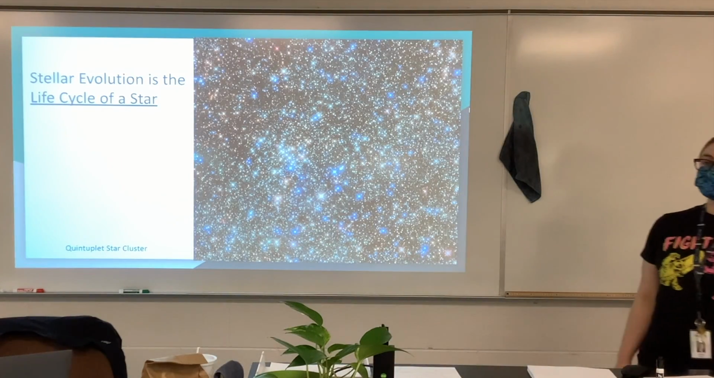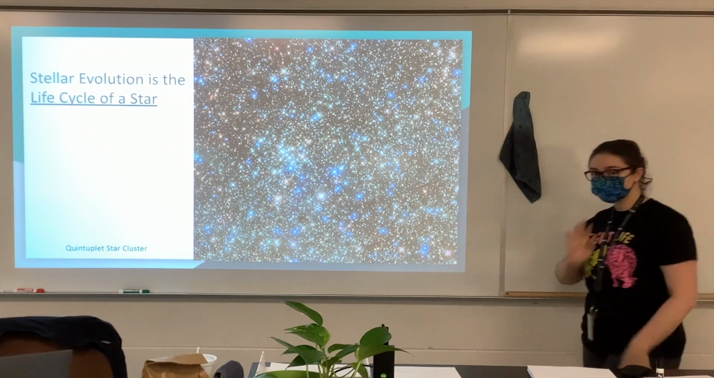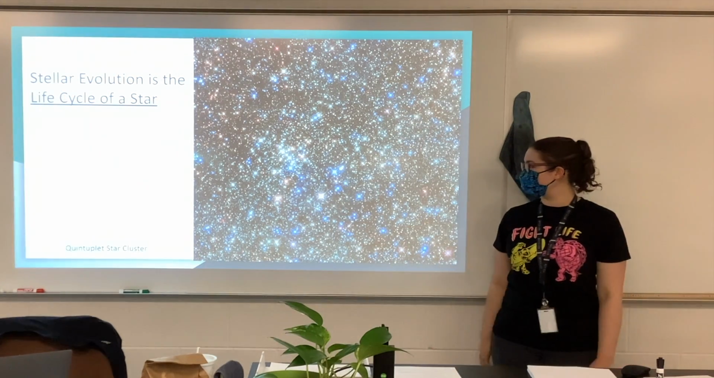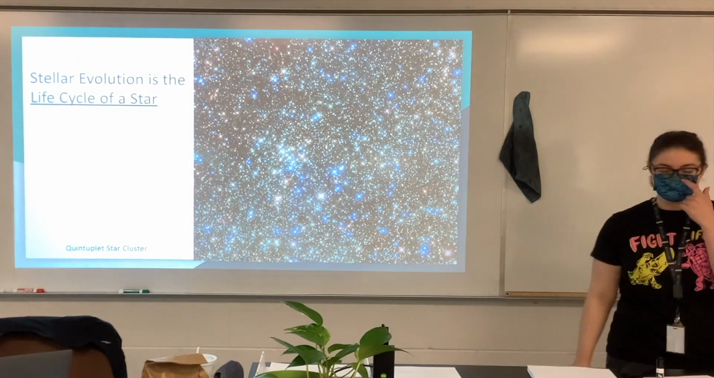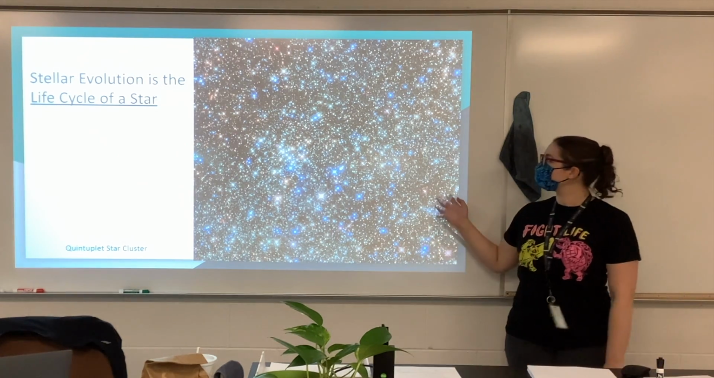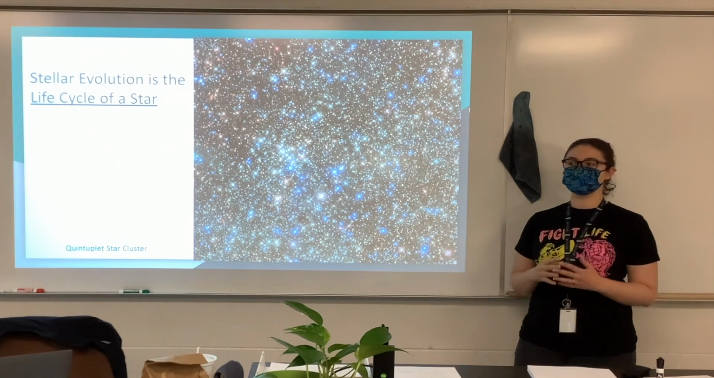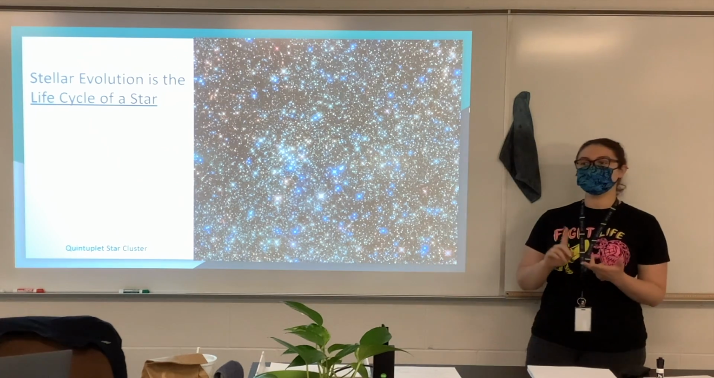So stellar evolution is just what we call the life cycle of a star. And here I've included one of my favorite Hubble images. This one is of the quintuplet star cluster. And I really like this one because you can really clearly see that stars come in a lot of different colors based on luminosity and temperature.